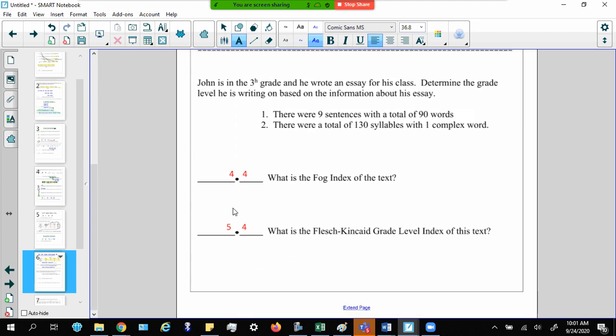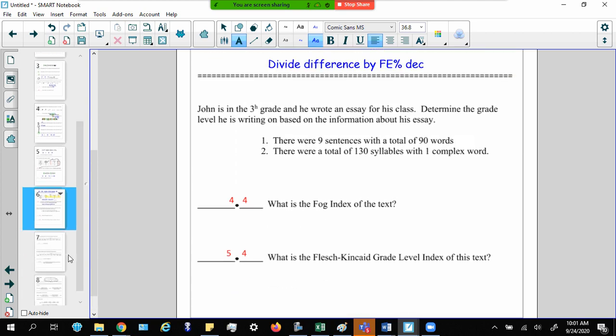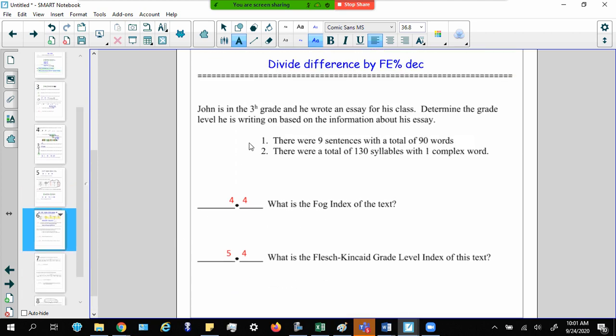Let's see, I think this might be our last question. Nope, we got a little more. It says, John is in third grade. He wrote an essay for his class, determine the grade level. So this is the fog index.